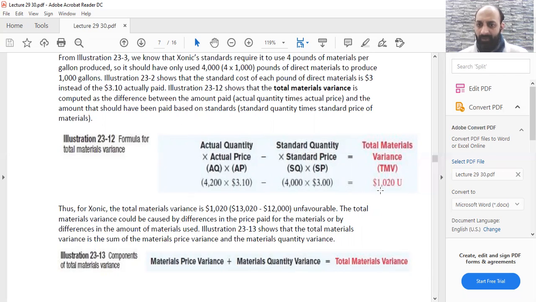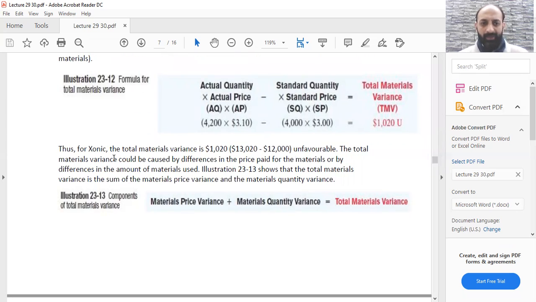In this scenario, we can see that the variance is unfavorable. Why? Because the actual quantity into actual price is greater than standard quantity into standard price. Thus, for Zonic, the total materials variance is 1,020, which is 13,020 minus 12,000. 13,020 you will get when you multiply actual quantity with actual price, and 12,000 is the standard cost related to material, which is calculated by multiplying standard quantity, which is 4,000, into standard price, which is $3 per unit.